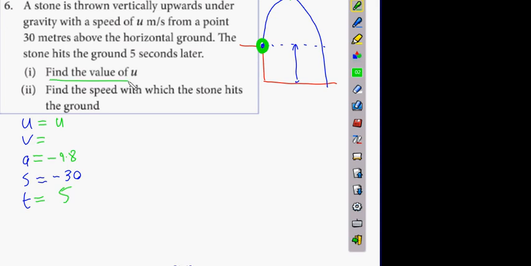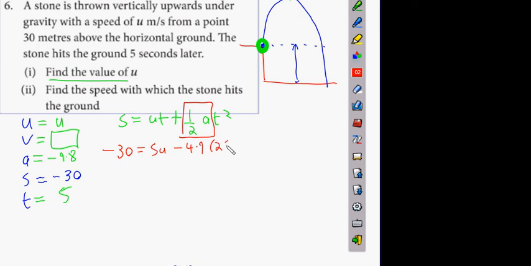Select an equation. Which one do you think you should use? s equals ut plus a half at squared. Once again, we know absolutely nothing about v, so why use it? Next part. Minus 30 equals 5u minus 4.9, because a half of gravity is minus 4.9, and then times 25.